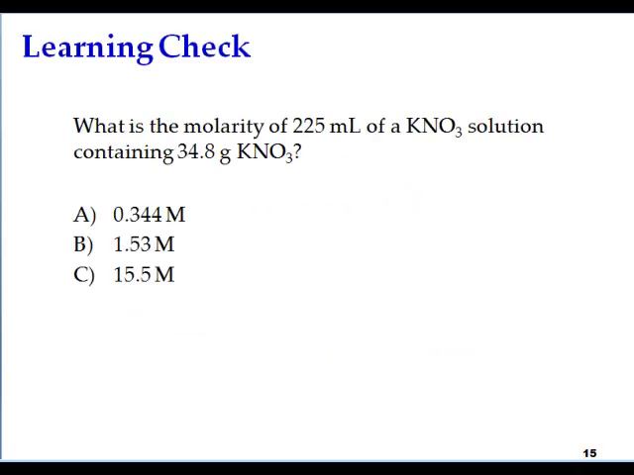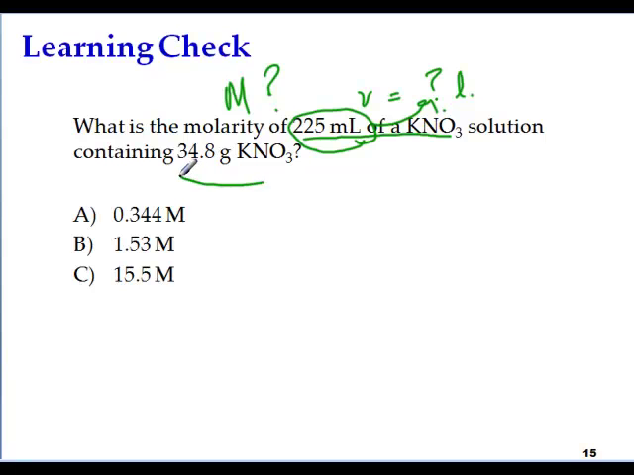Another problem that I want to solve: what is the molarity? Again, we're asking what is M. This is what we're trying to find out of 225 mL of a solution. So that is my V. Is it in liters? No, it's not, so this has to be converted to liters. The solution contains 34.8 grams of potassium nitrate. Again, capital M equals small m over V. You can see that both of these have to be changed.